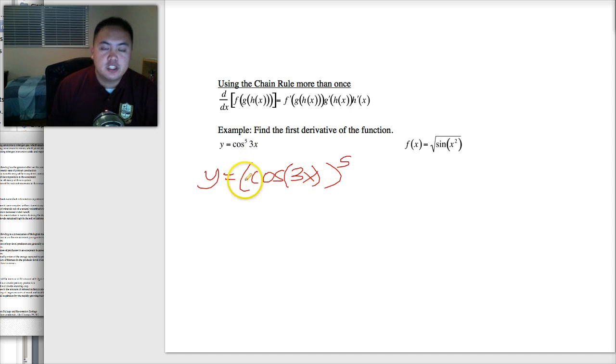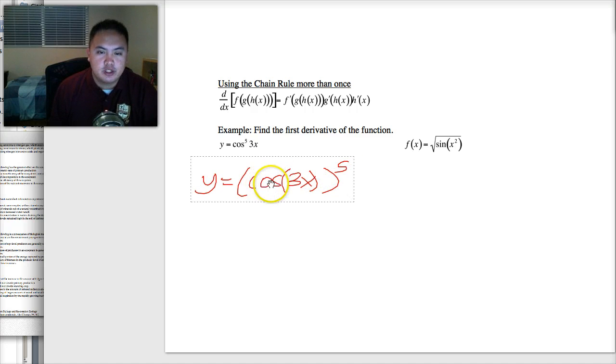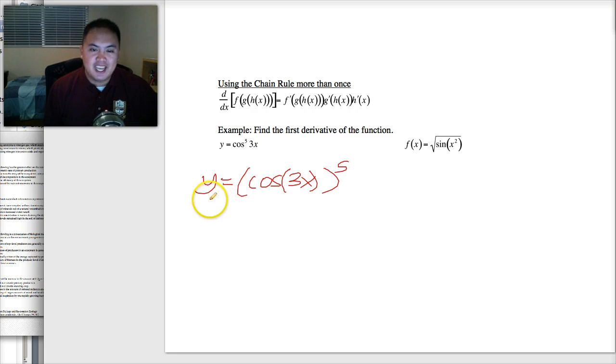So you may not notice this, but I have 3 functions. I have a parentheses to the 5th power, that's function number 1. I have this cosine, which is function number 2. And then I have 3x, which is function number 3. Chain rule, basically I'm going to work my way outside and all the way inside. My outside function is parentheses to the 5th power. So let's write the derivative of the outside function.